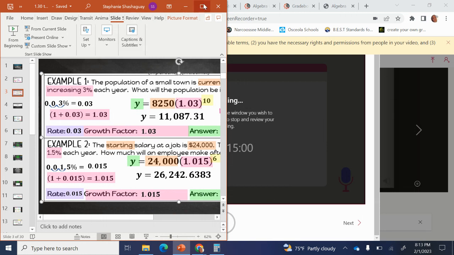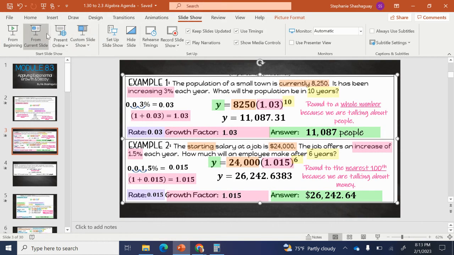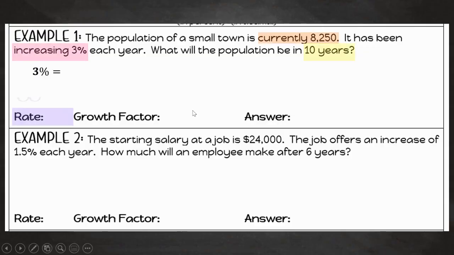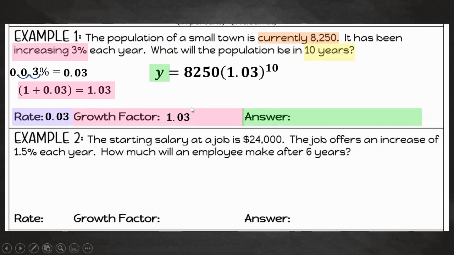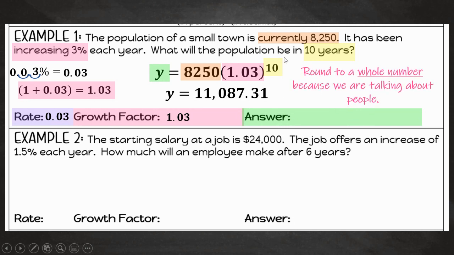Okay, so now let's go back to our slides and get back to where we were, and you will see I have y is equal to 11,087.31. Now, remember that we're talking about people, and so because we're talking about people, we're going to talk about whole numbers. So we're going to round 11,087.31 to just 11,087. Oftentimes it will tell you where to round to, but if it doesn't, you're going to have to use some logic. And when we're talking about people, we're often talking about whole people.